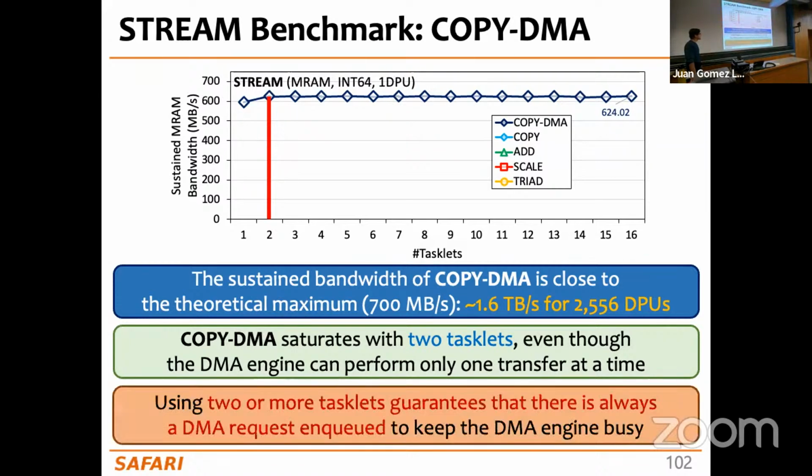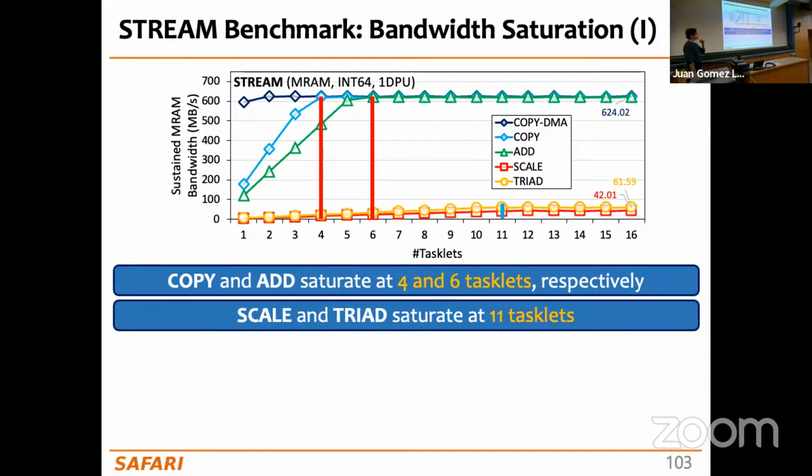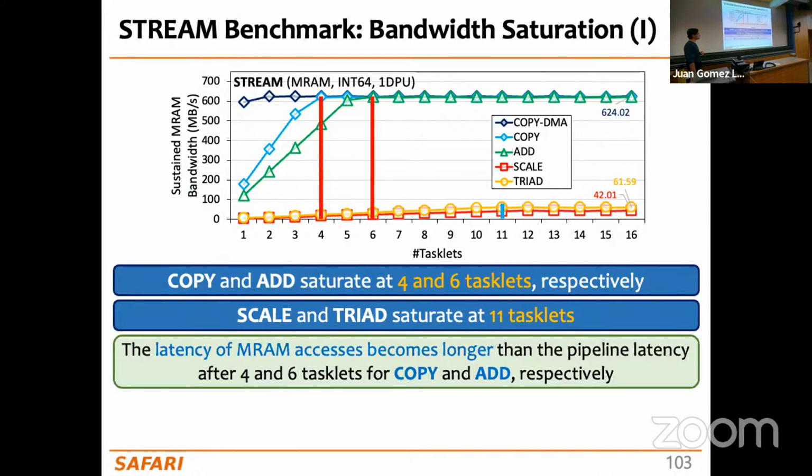So what happens with copy, add, scale, and triad? There is something interesting here. Remember, in the WRAM experiments, performance bandwidth saturated at 11 tasklets, and we said that makes sense because the WRAM accesses happen from the pipeline, and we already know that the pipeline saturates at 11 tasklets. But it's not the same for copy and add. They saturate at 4 tasklets and 6 tasklets respectively, while scale and triad, which remember have more computation because they use multiplication, saturate at 11 tasklets.